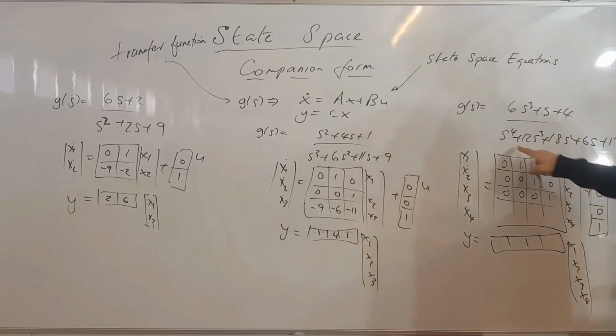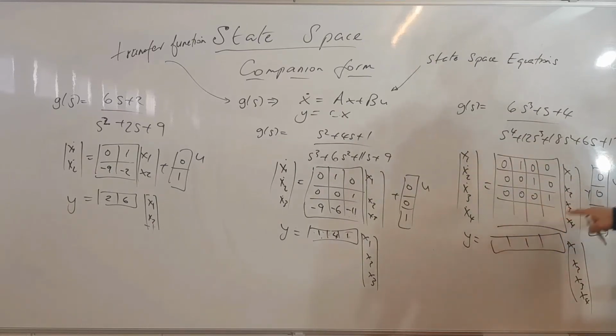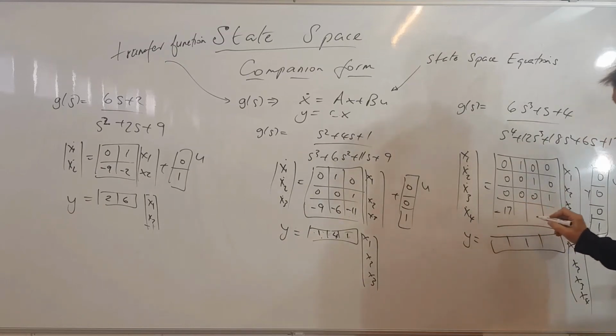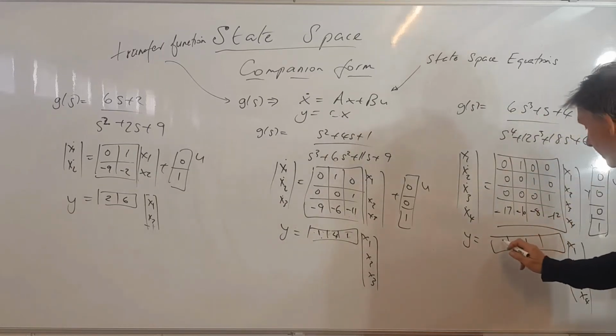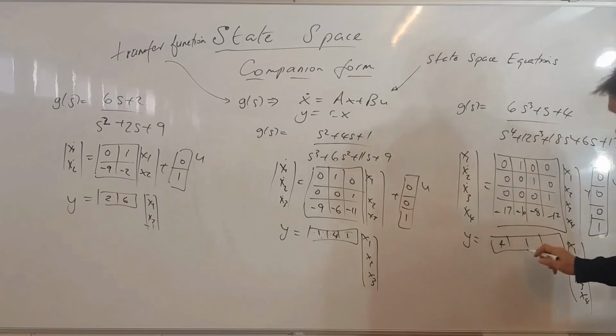It's these numbers here go along there, along here in reverse order with negative signs. So it's going to be minus 17, minus 6, minus 8, minus 12. So that's minus 17, minus 6, minus 8, minus 12, in that order there. And these numbers here go in here in reverse order. So there's a 4, and there's a 1.